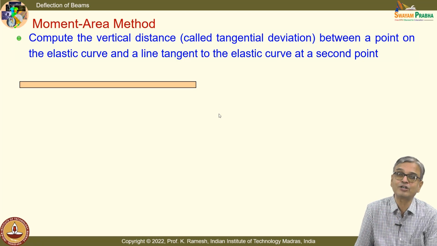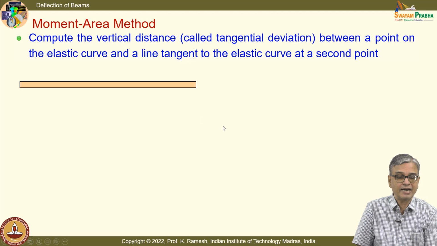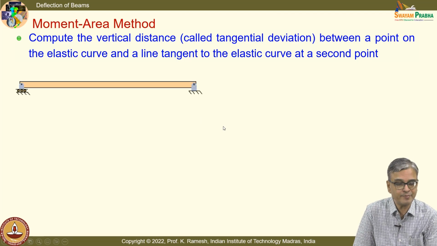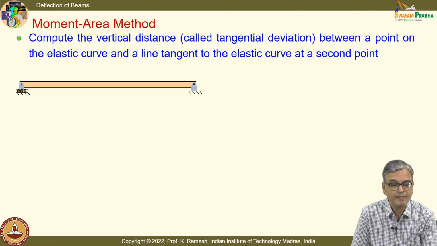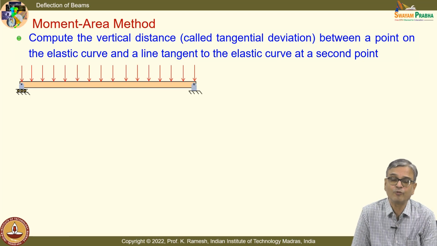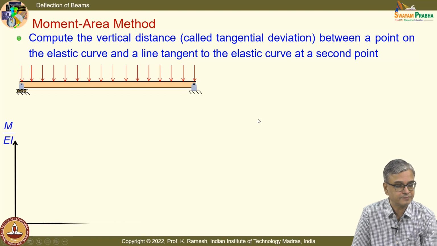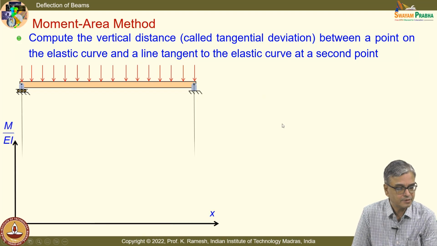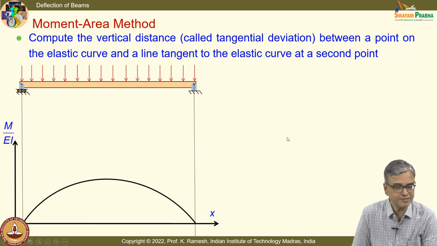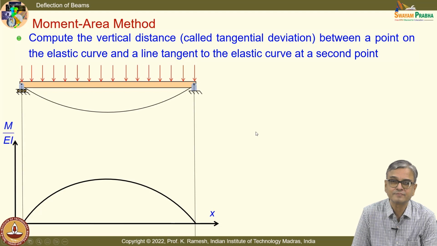So, you should understand what is the tangential deviation, and I have an animation. So, follow the animation and then draw the diagram. So, you will understand what is meant by this tangential deviation, and you draw this m by ei diagram, just a scaling up of your bending moment diagram. So, you have a bending moment diagram like this, and I also plot the elastic curve, fine.